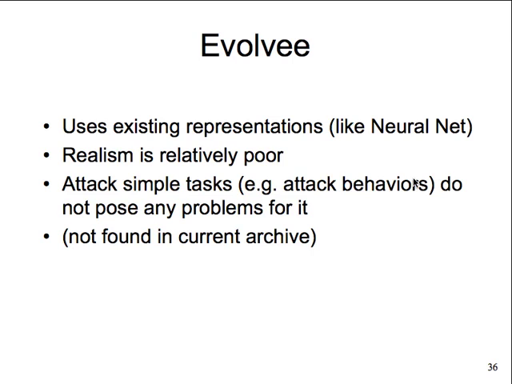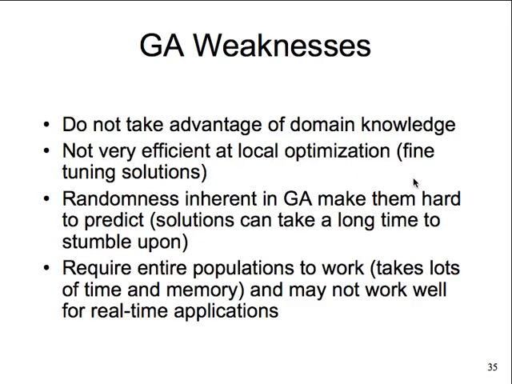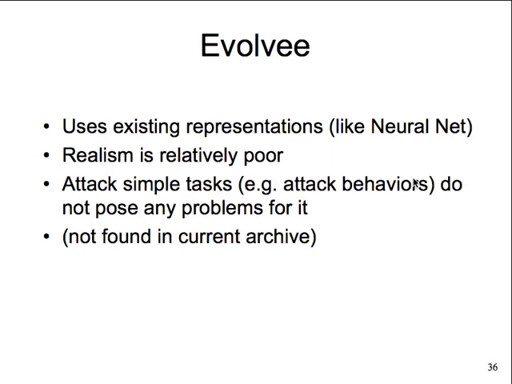So here are some examples of systems that are using genetic algorithms. This slide set, around slide 35, is pretty much the end of the basic overview of genetic algorithms. So starting with slide 36, I'm going to go through a couple of examples to show you how it's applied. This system, Evolve, uses an existing representation, like a neural network actually.